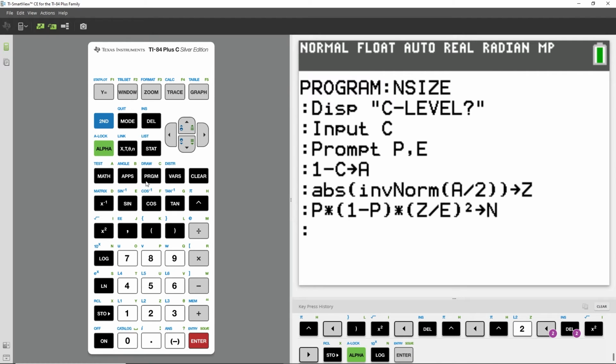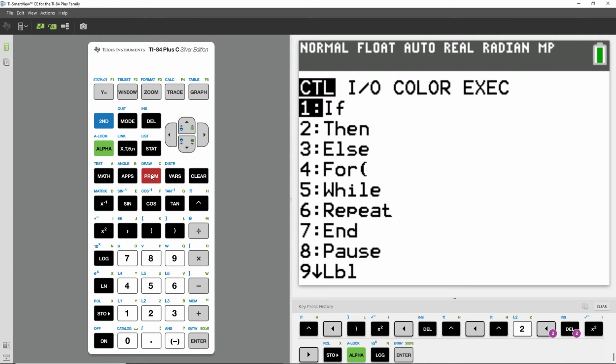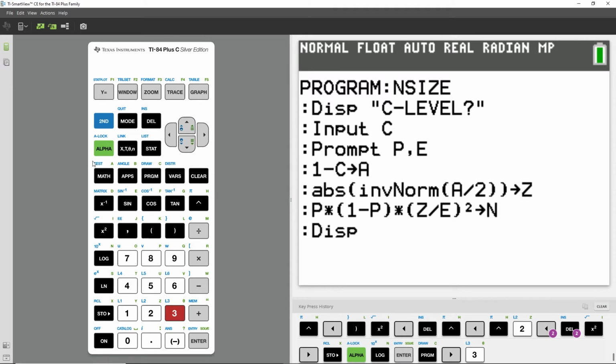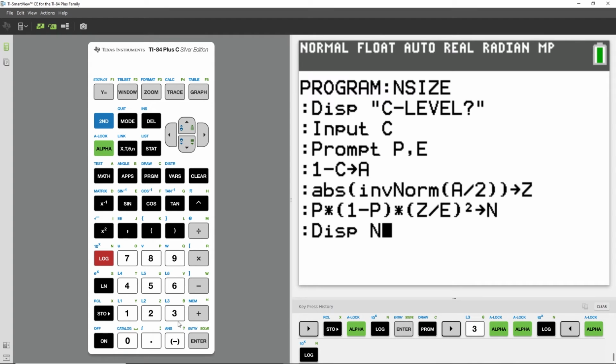And now all we're going to do is display N. So what we'll do is we'll type in, yeah, no sense in trying to doll it up. Display alpha N at this point. Alpha N, enter. And the code is complete. Now it's just a matter of testing it out and making sure that it works.